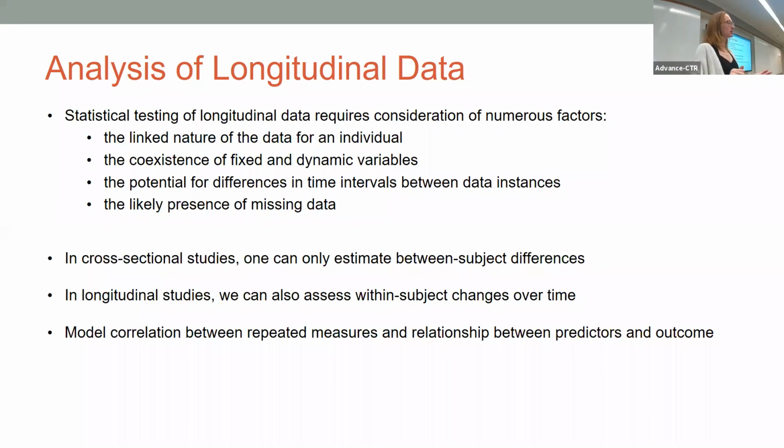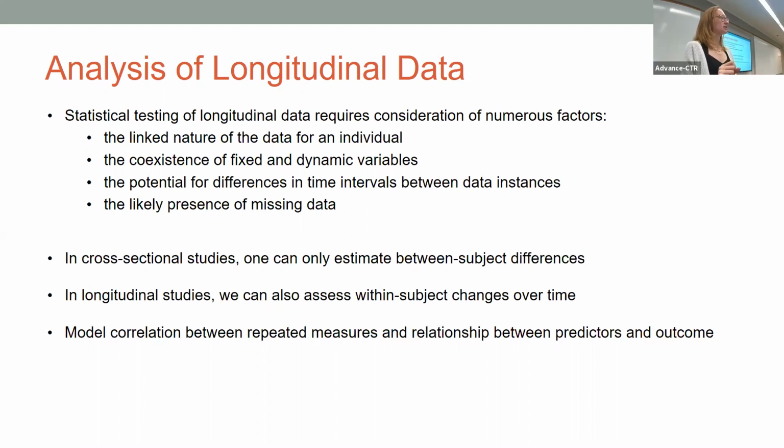Now, when you're conducting statistical testing of longitudinal data, you have to consider some things that you might not necessarily consider in other studies. First is the linked nature of the data for an individual. So this is just the fact that over 12 months, my weight measurements are just inherently going to be more similar to each other than any other individual's weights.